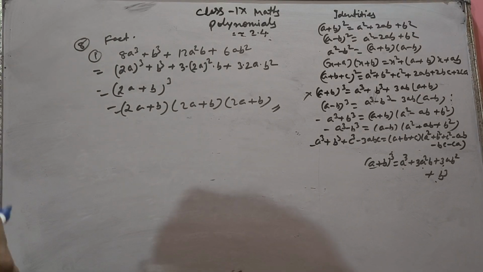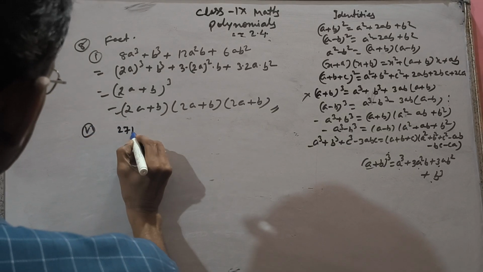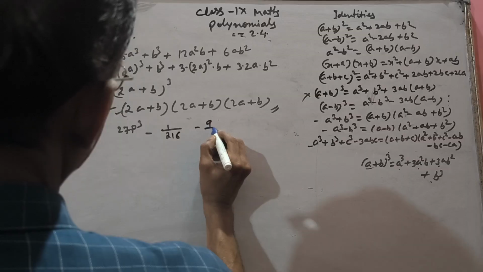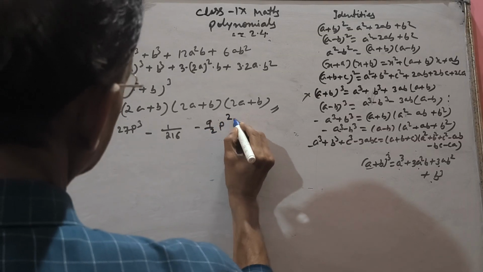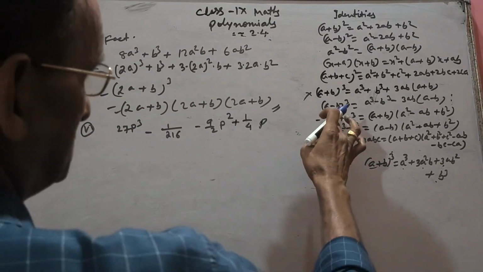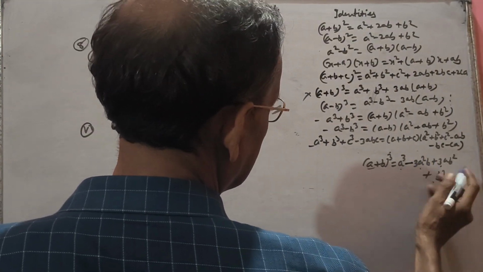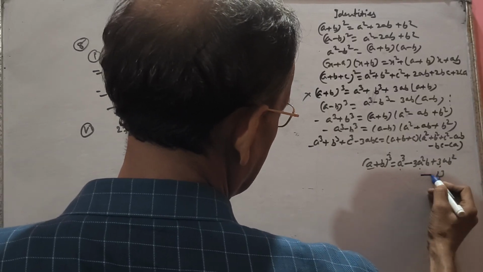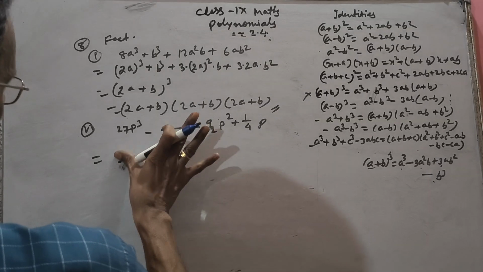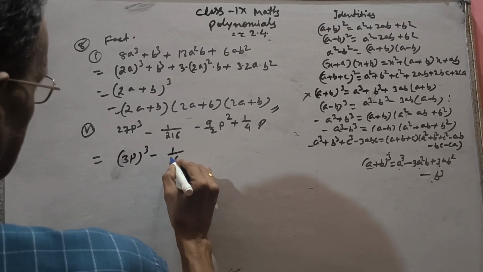Okay, some more I can help you do. Number 5 will look different. It is based on 27p cube minus 1 by 216 minus 9 by 2p square plus 1 by 4p. Try to explain this in the a minus b whole cube form. Now if minus is there, you know what will happen: one time minus, then plus, then minus. So first you write down a cube. This is 27p cube, no? So 3p whole cube. And this is 1 by 6 whole cube.